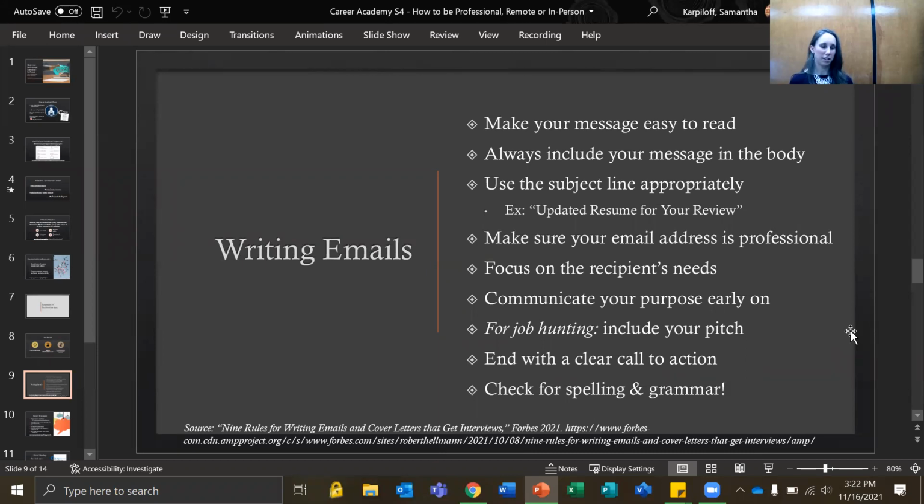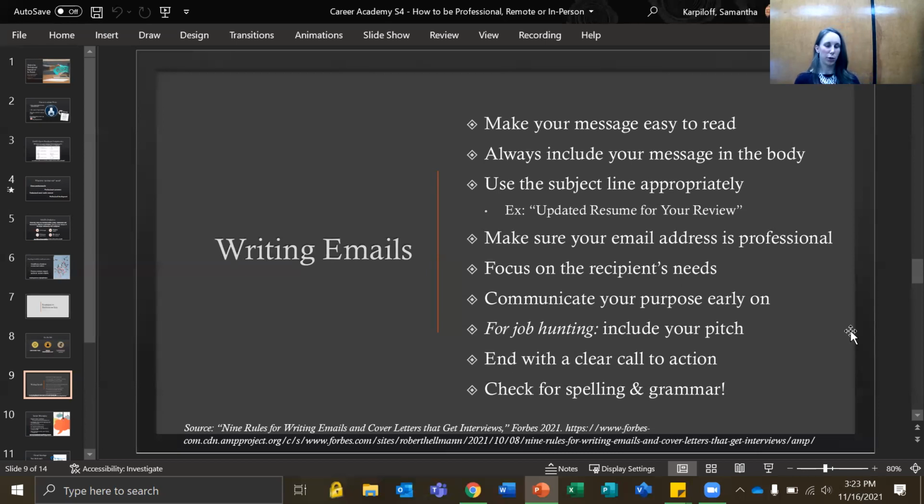And then in the same idea, you're going to use the subject line appropriately. So that means keeping the message and the subject clear. As my example here shows, maybe if you're sending us a resume to have us review, use a title something along the lines of "updated resume for your review," so that it's clear what your purpose is. And I can understand from the subject line what it is that you need help with, instead of just the word "resume," because that doesn't really get the point across.